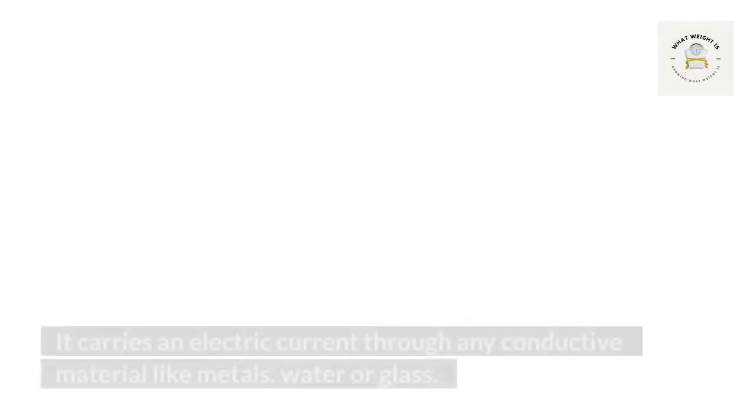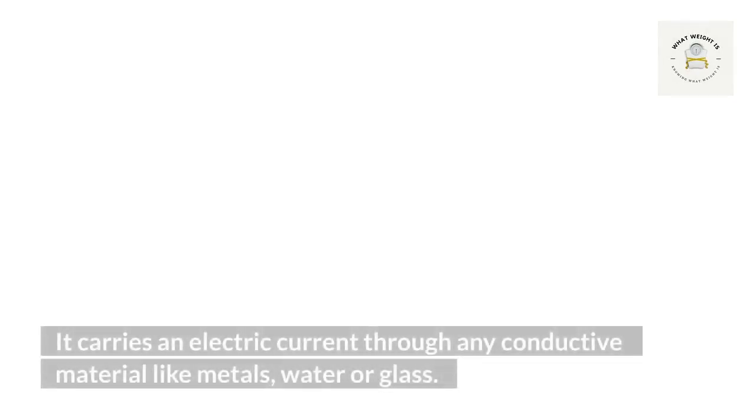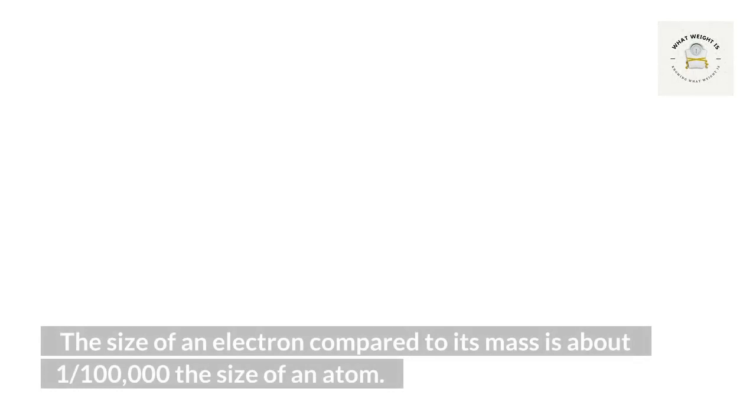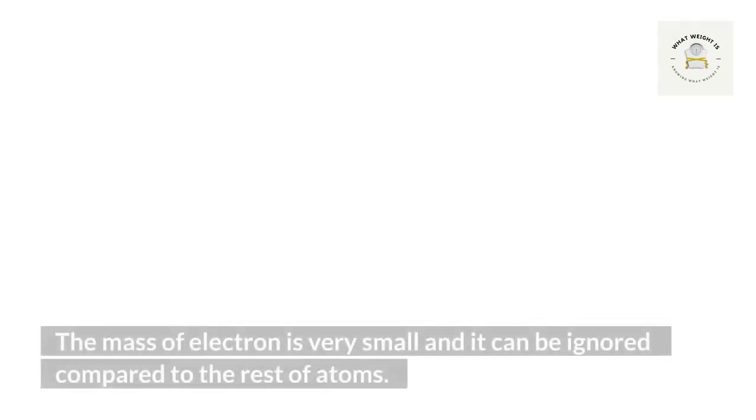Electron is a subatomic particle that is found in the atom. It carries an electric current through any conductive material like metals, water or glass. The electron is the smallest particle of an atom, and it has a negative charge. The size of an electron compared to its mass is about 1/100,000th the size of an atom. The mass of an electron is very small and it can be ignored compared to the rest of the atom.